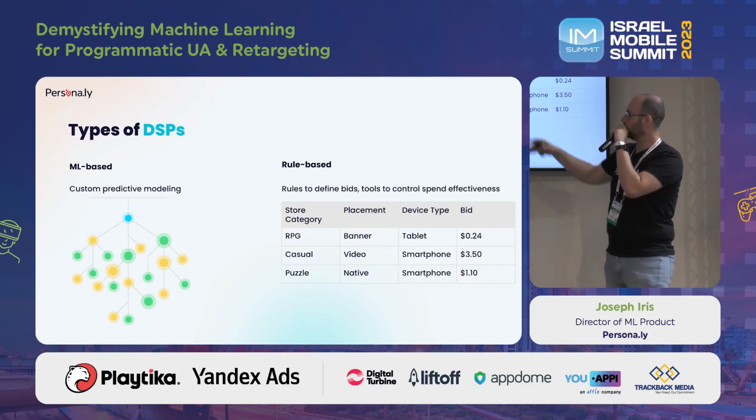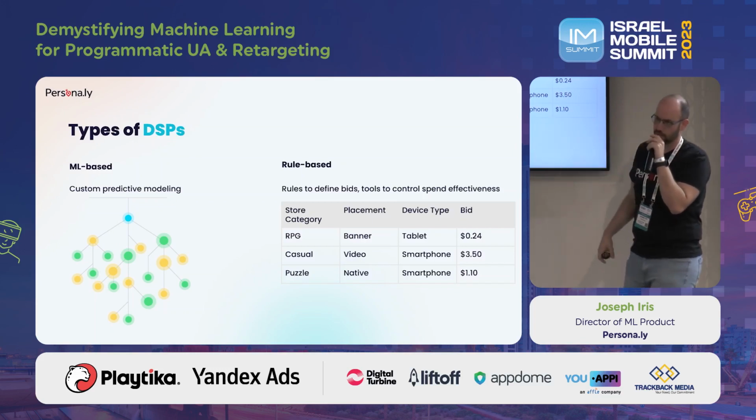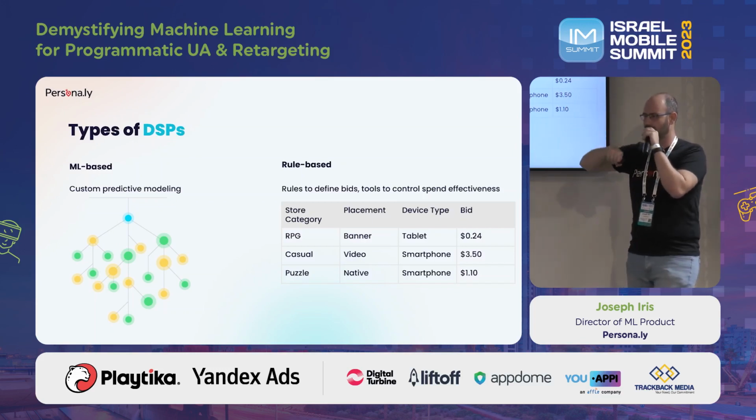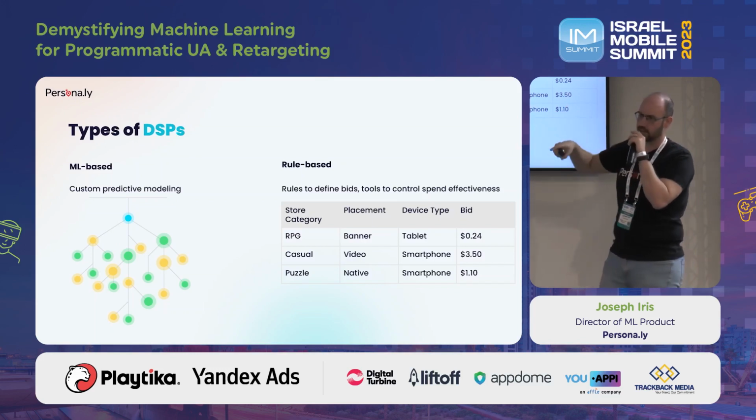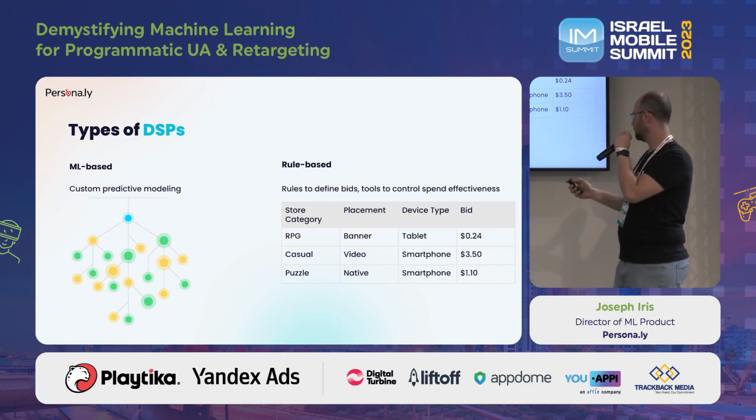This is why the other type of DSPs, the machine learning-based ones that can really understand these relationships automatically and at higher scale and with more dimensions, are the ones that are becoming more prominent.